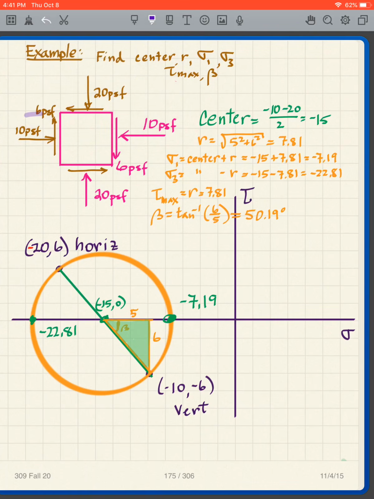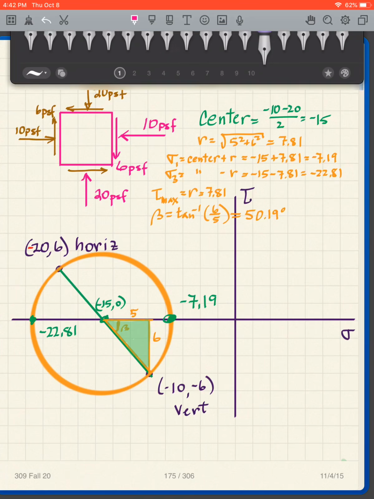Now I'm going to look at the horizontal plane. It doesn't matter whether I look at that one or that one. Let's look at this one. That is compression, so it's negative 20. This is counterclockwise around the center, so that's positive. So we have negative 20, positive 6, and that's the horizontal plane.